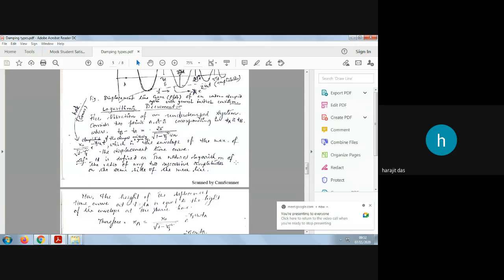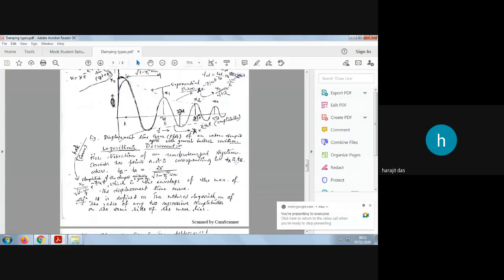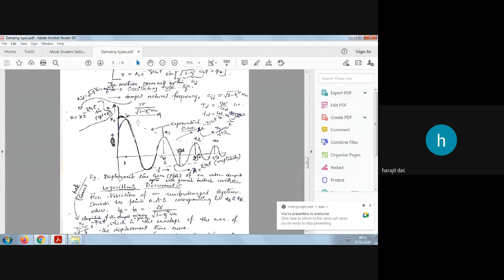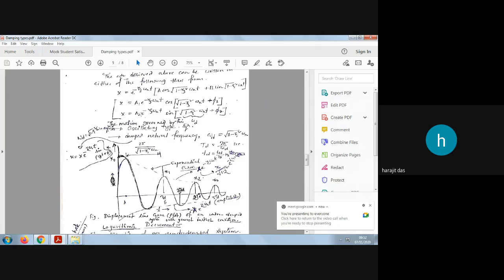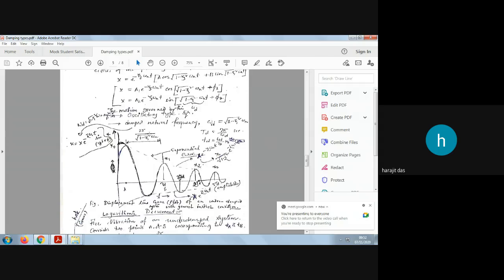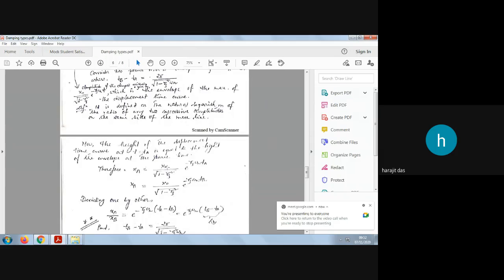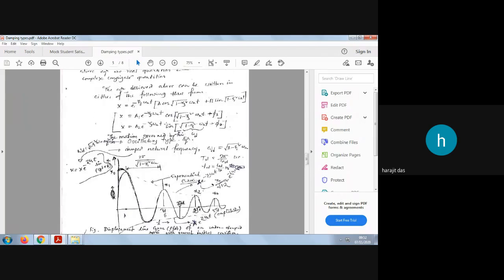Okay, so here I have written this amplitude value. What was the expression? A2 e to the power minus zeta omega n t. But here I am writing that xa equals x naught divided by under root 1 minus zeta square, e to the power minus zeta omega n ta. So from where does this coefficient come? Earlier I was writing a1 and a2.